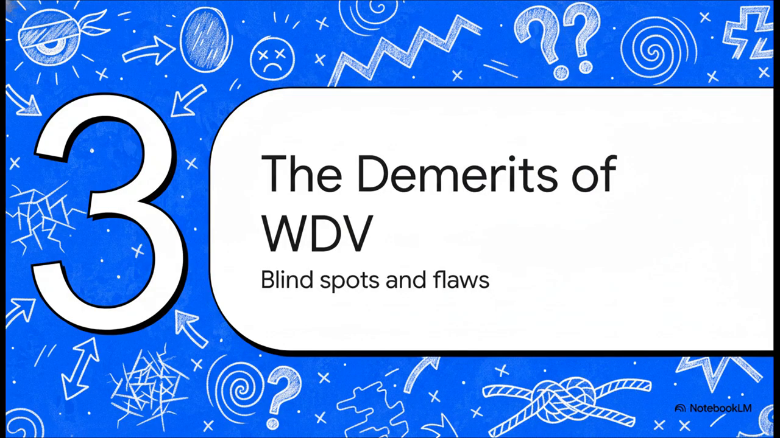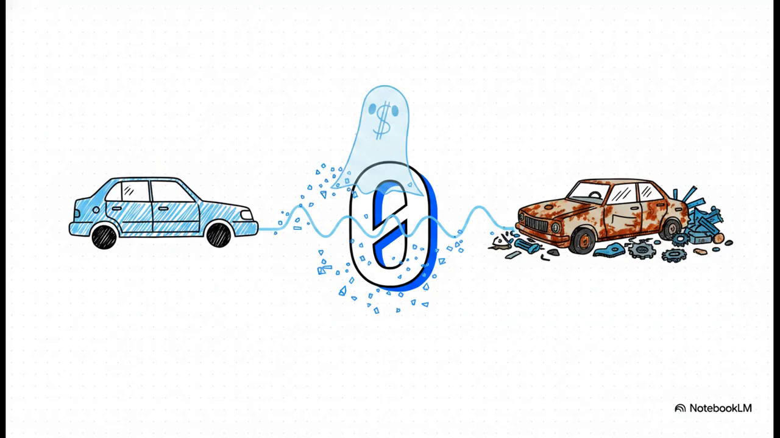But hey, no accounting method is perfect. Section 3. The demerits of WDV. You definitely don't want to get caught off guard by WDV's blind spots. Take the concept of reaching zero. Under the WDV method, an asset's book value will absolutely never reach exactly zero. It's mathematically impossible. Think about it. If you keep taking a percentage of a remaining fraction, a tiny, microscopic sliver always remains.